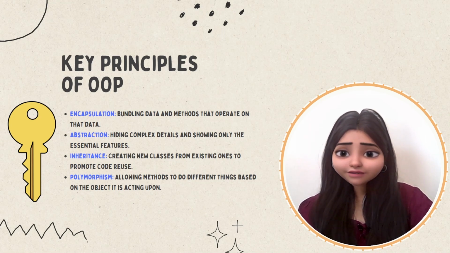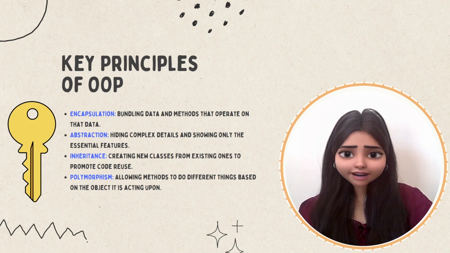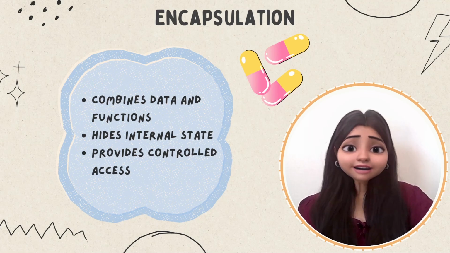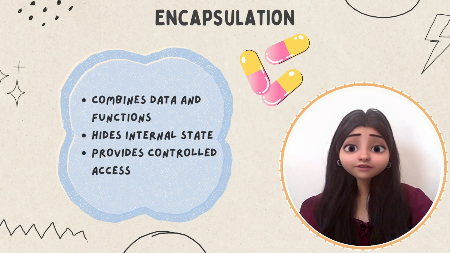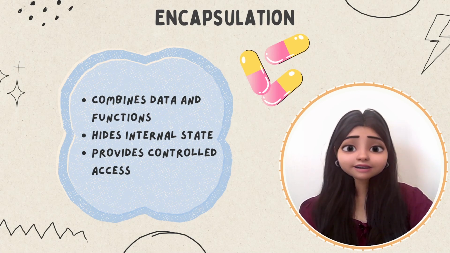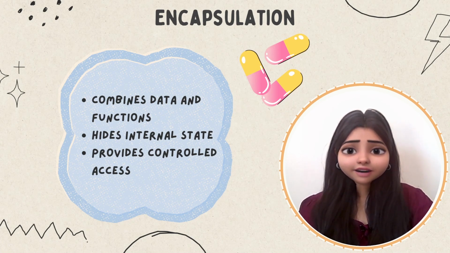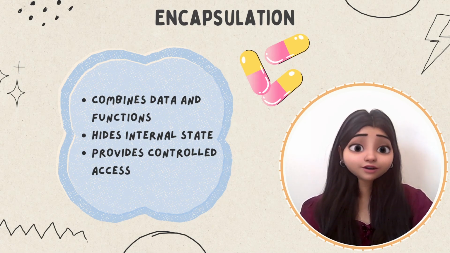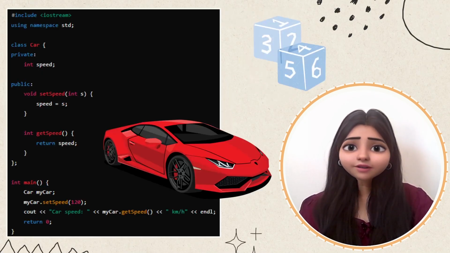So now that we know what the four main principles are, let's start with encapsulation. Encapsulation means putting data and functions that work on that data in a single unit called class and hiding some part of it from the outside world. Think of it like a capsule that contains both medicines and instruction on how to use it. Now let's look at the code.